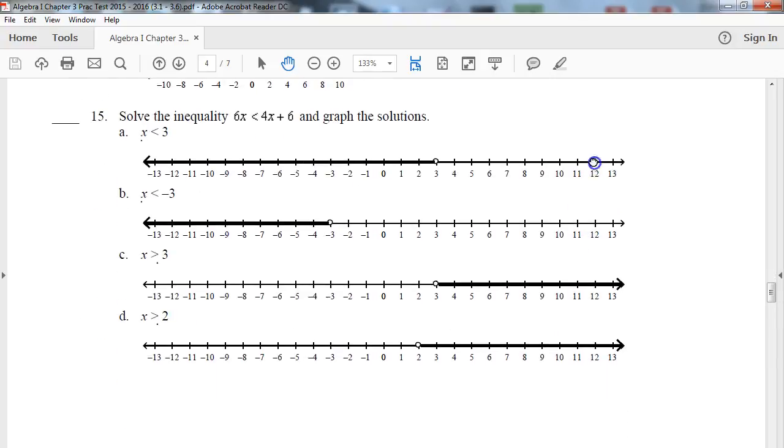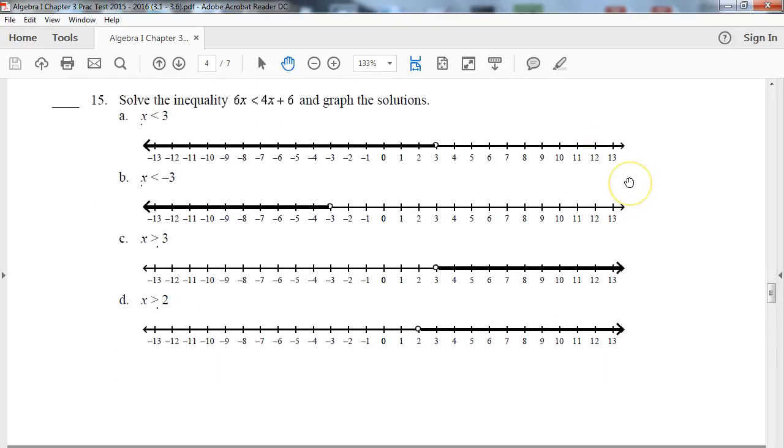Number 15, solve the inequality 6x is less than 4x plus 6 and graph the solutions. So we have nothing to distribute. We have no like terms on either side to combine. So let's move our variables to the left by subtracting 4x from both sides. That leaves us with 2x is less than 6. And so dividing both sides by 2, we have x is less than 3. That's option A.